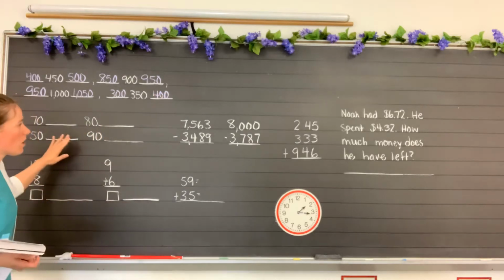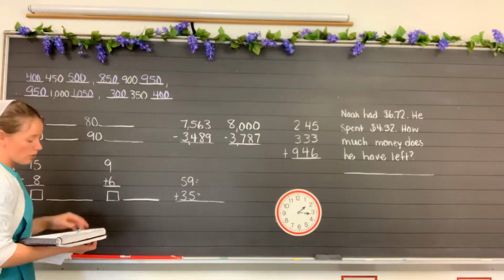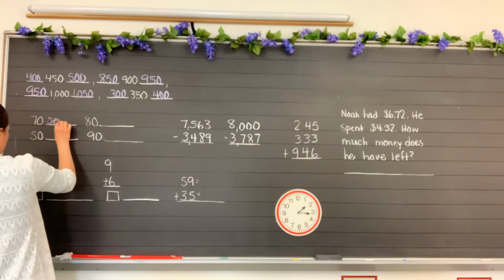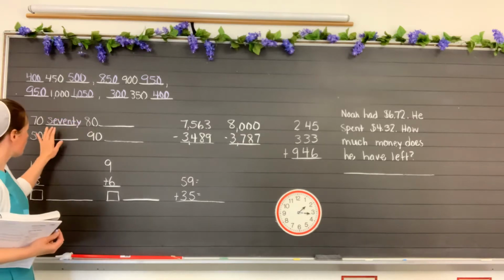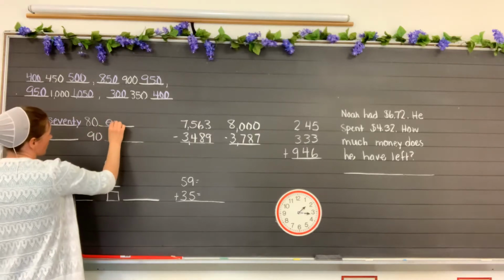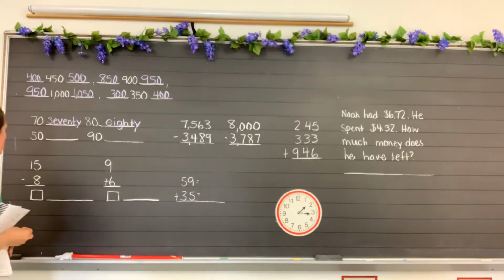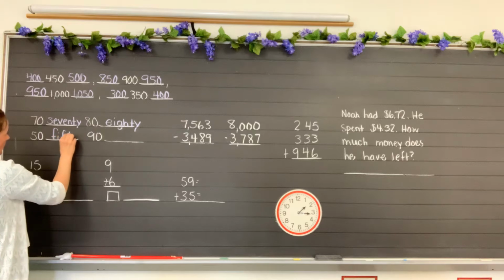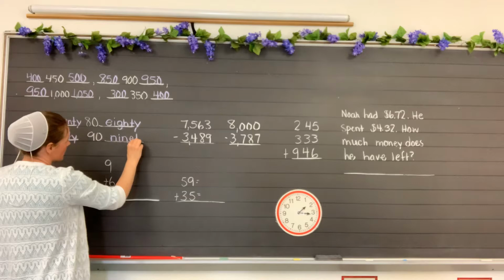Okay, so this is writing numbers with words. So we have 70. 70 is spelled S-E-V-E-N-T-Y. 80 is spelled E-I-G-H-T-Y. 50 is spelled F-I-F-T-Y. 90 is N-I-N-E-T-Y.